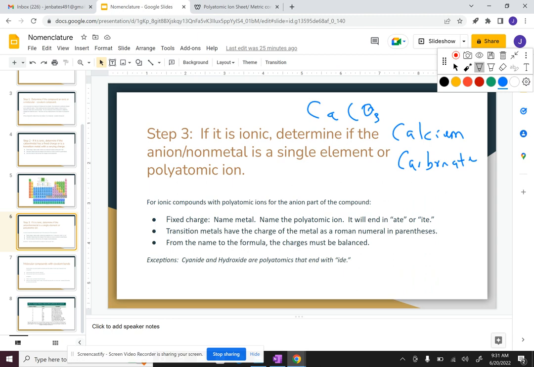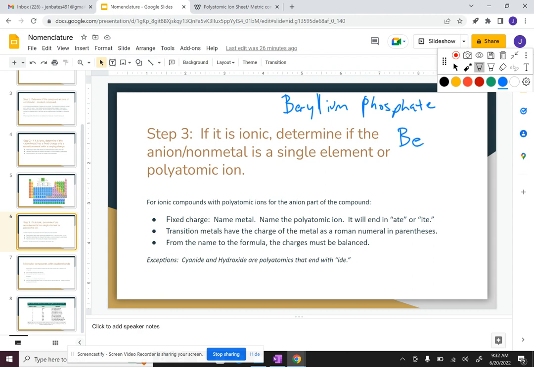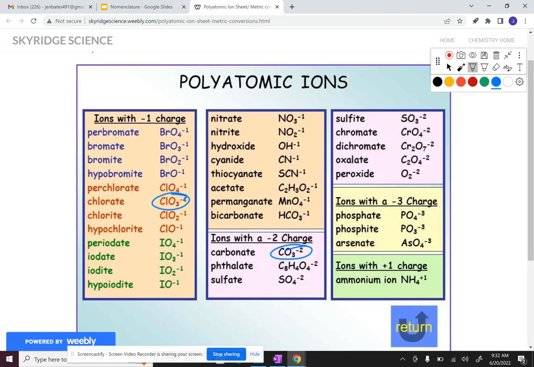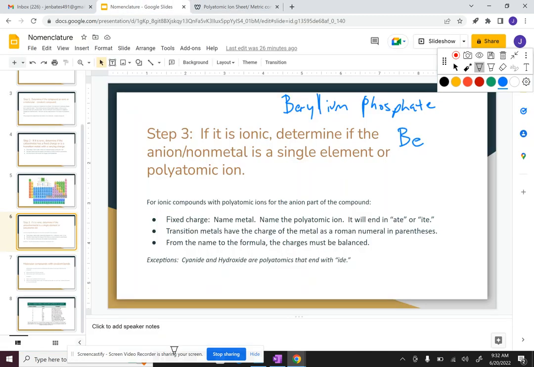All right, so let's do an example where we are given the name and then we have to come up with the formula. Beryllium phosphate. Okay, we can look on the periodic table and see that the symbol for beryllium is Be. Phosphate, we can look at the polyatomic list and see phosphate is right here. It's PO4, and notice that it has a -3 charge. Right, PO4, and it has a -3 charge.